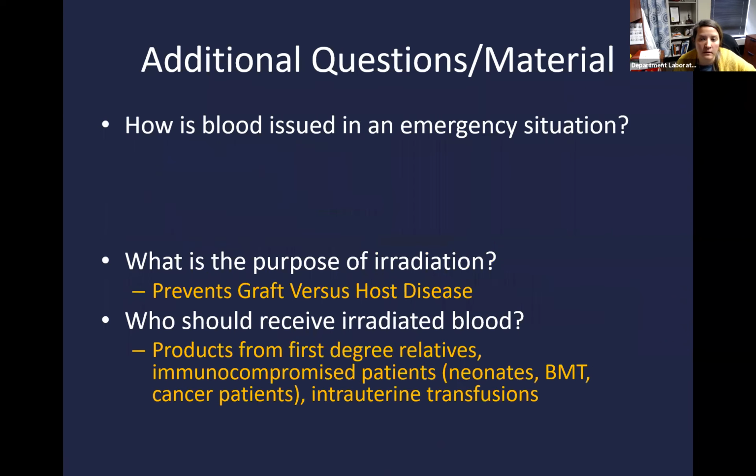All right, so how is blood issued in an emergency situation? So in an emergency situation, whether it be in the operating room or in the ER, if you do not have a current sample on the patient, you do not have a type on file, we will always try to give O negative red cells. And these would be uncross-matched emergency release units.